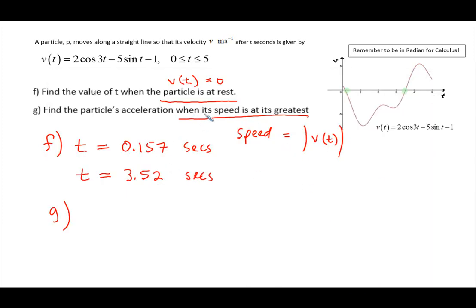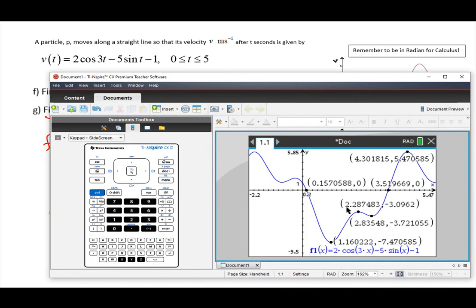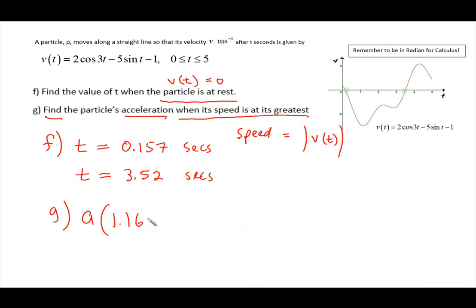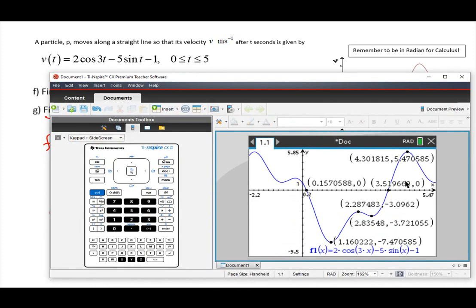So we're finding the acceleration when the speed is the greatest. The speed is the greatest right here at 7.47. So what's the x value when this occurs? The x value is 1.160.